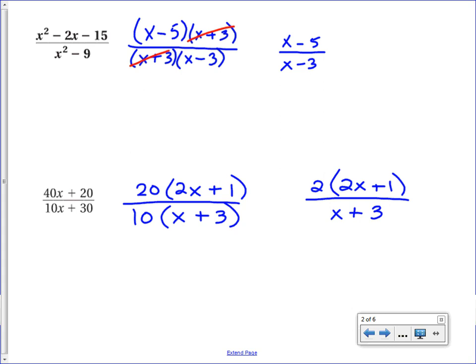Students often ask if you have to distribute that 2 back in on the top. In fact, no, it's better to leave it in factor form in your final answer. That's more simplified.